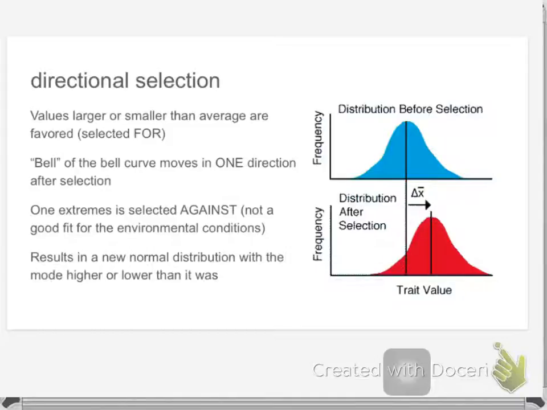Okay, this is the last kind of selection of the 3 modes of selection, directional selection. It's pushing a species in a particular direction. So values at one extreme are selected for, either larger than average, darker than average, smaller than average, lighter than average. And what happens is that hump in the bell curve, the mode, moves in one direction. It doesn't split, but it moves in one direction. One extreme is selected for, one extreme is selected against. After enough generations, you still can end up with a normal distribution, but it's going to have a higher or lower mode than the old distribution.